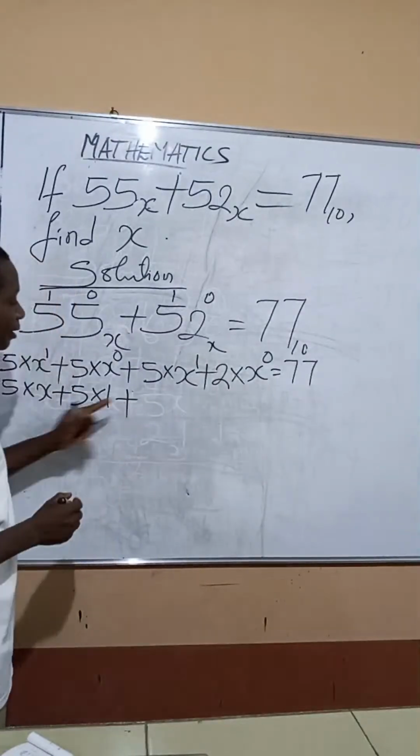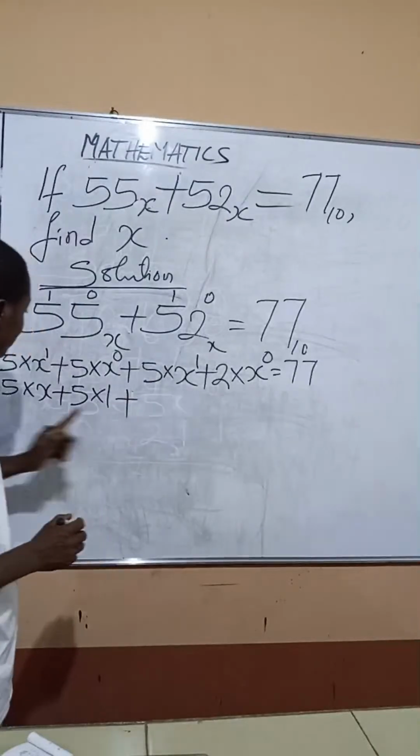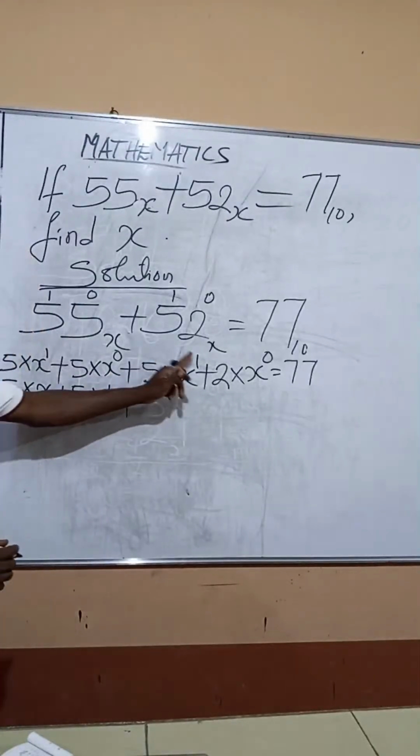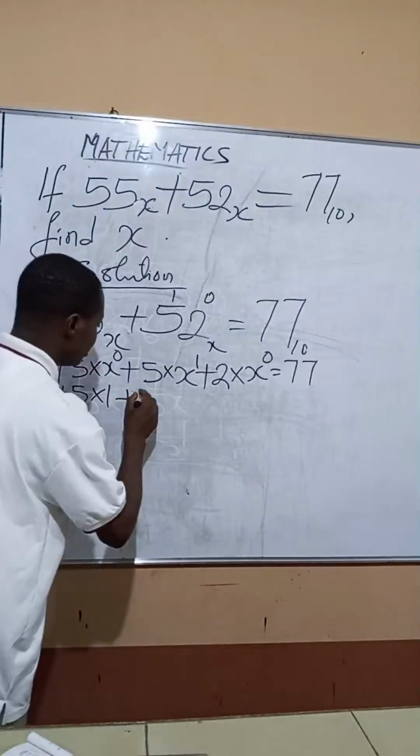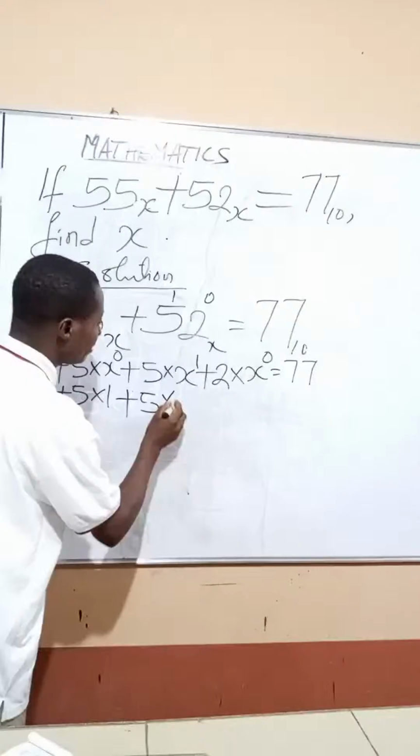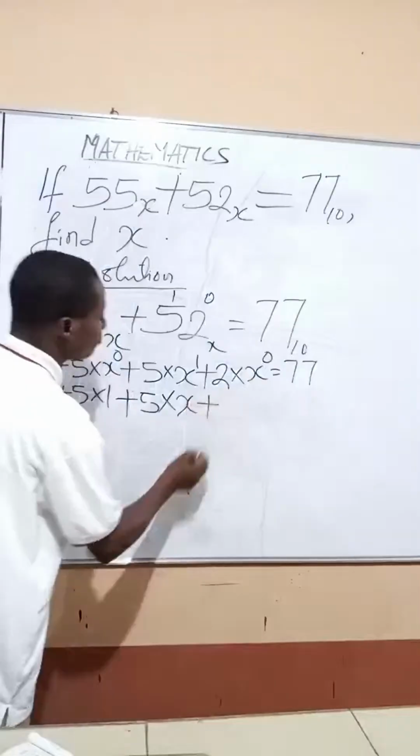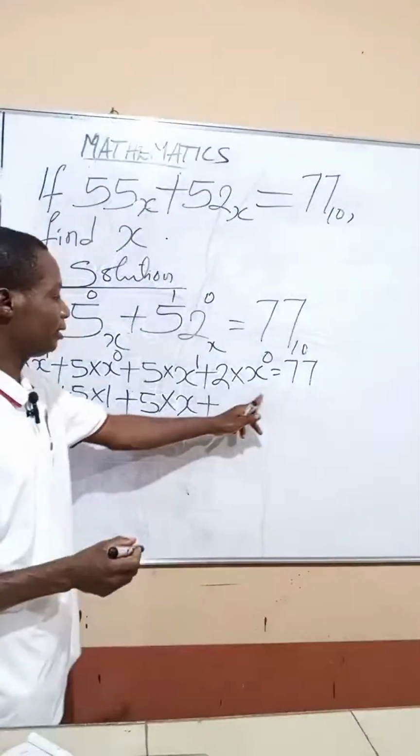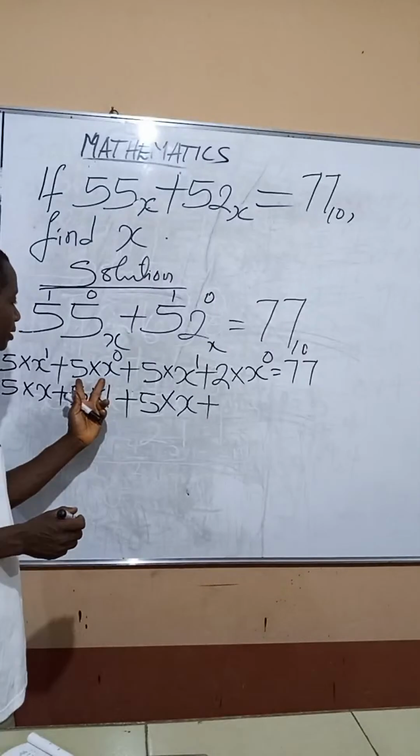Then plus. This is 5 times x. Look at it here, from here. They are the same. So this is 5x. Then plus. This other one is the same with this. You can see it. Okay?